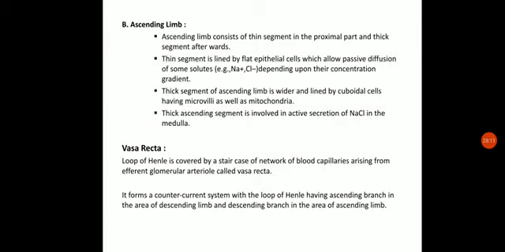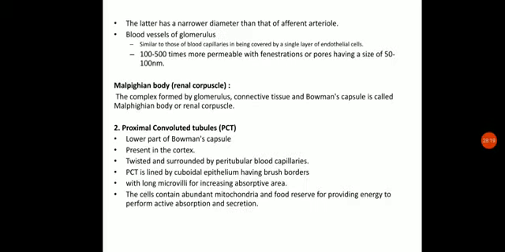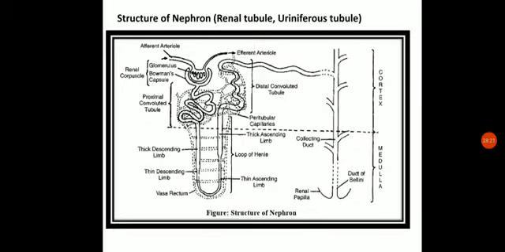Next is the ascending limb, the one found here. It will be connected to the DCT. This ascending limb is again of two types, the thin ascending limb and the thick ascending limb. The thin one is connected to the descending limb, and the thick limb is connected to the DCT, that is, the distal convoluted tubule.